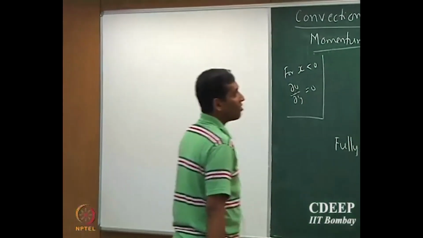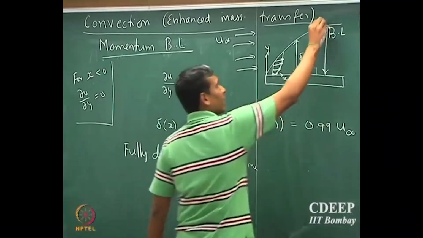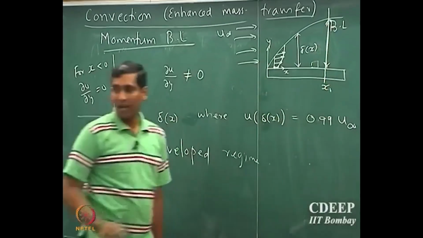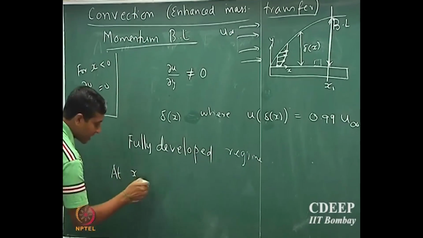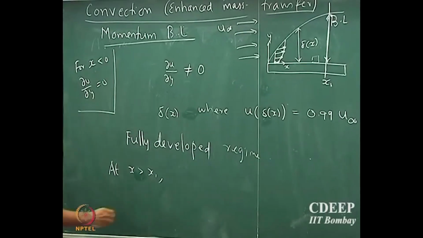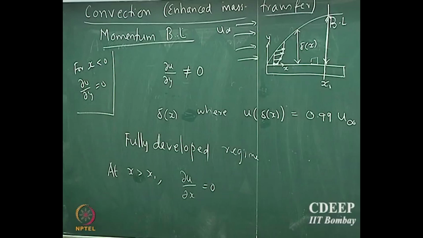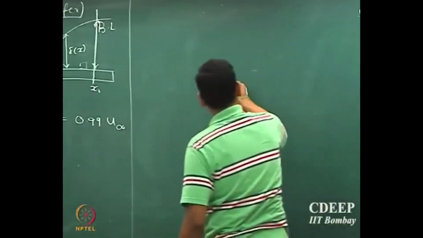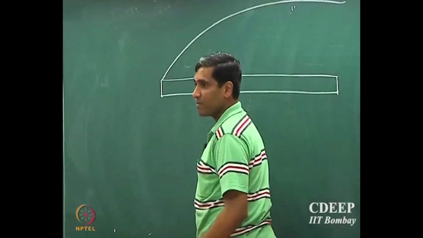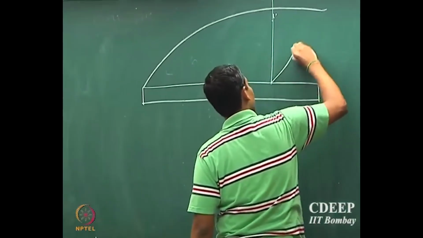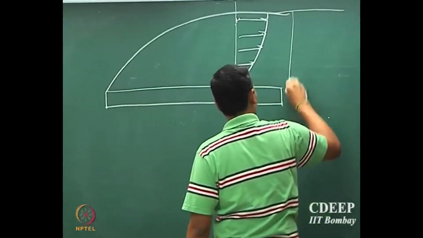Oh, I see. Okay. So what happens is, supposing this is the profile that you will see. At some location x1, or let's say at any x greater than x1, you will see that the profile du by dx will become 0. Now what does it mean? It means that, suppose I zoom in on this flat plate here. At some location you will have a velocity profile, but then the profile will be maintained.